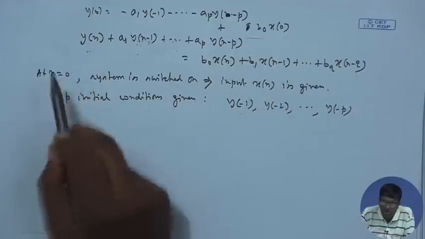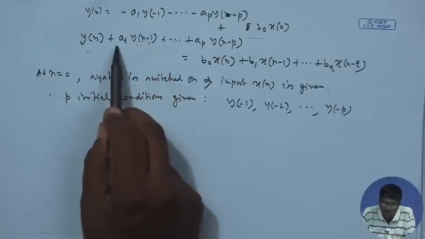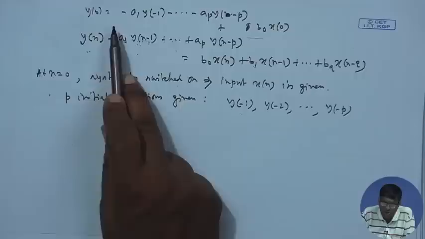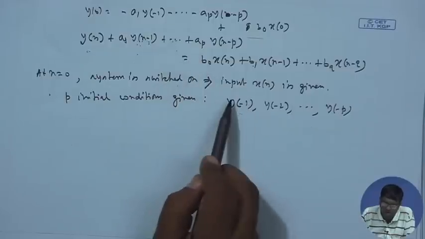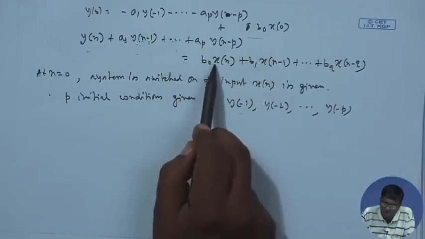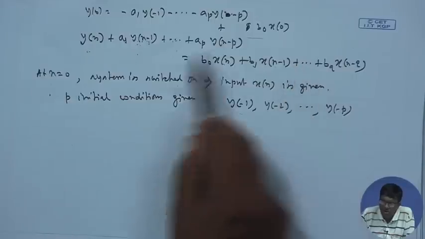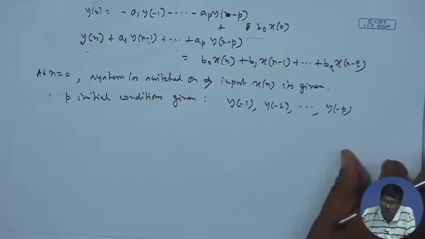then y 2. y 2 means, take this on the right hand side, minus a 1 y 1, y 1 already calculated, then minus a 2 y 0, already calculated, then minus a 3 y minus 1, use the initial condition, dot dot dot, plus b 0 x 2 plus b 1 x 1 plus b 2 x 0. They are known, input is always known, that is not a problem. Okay. This is how recursively you calculate.